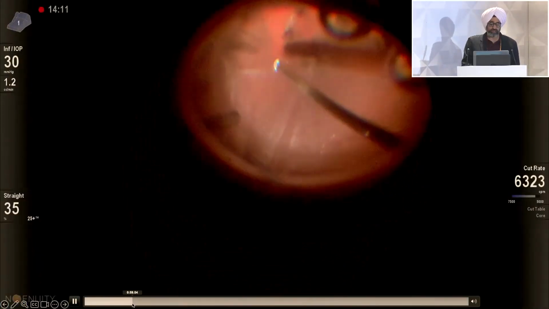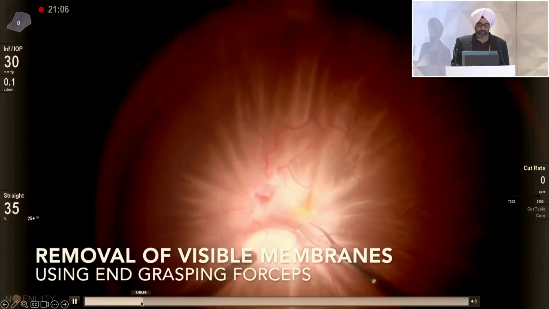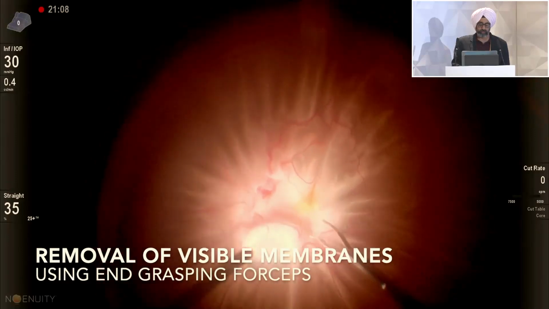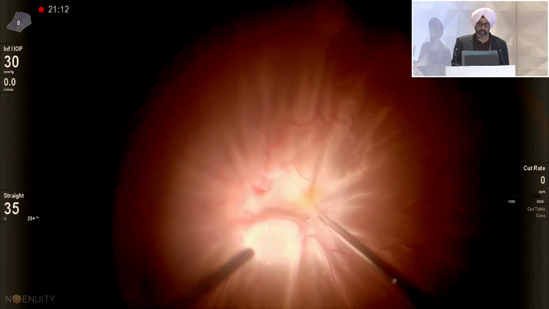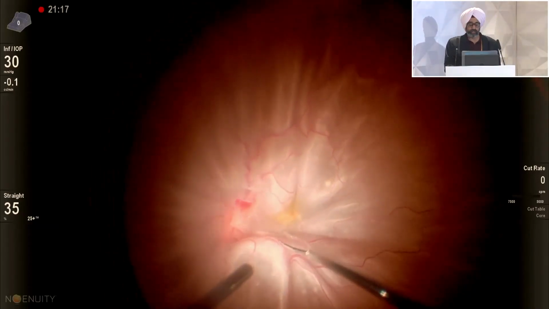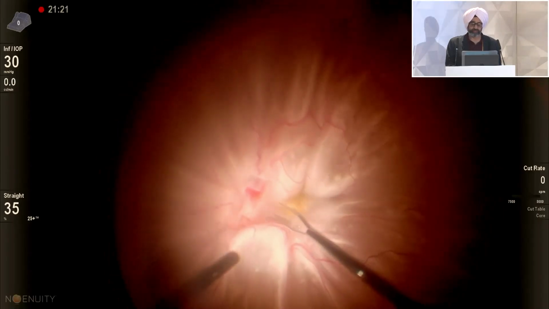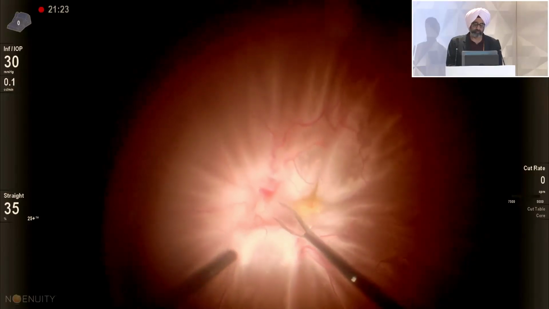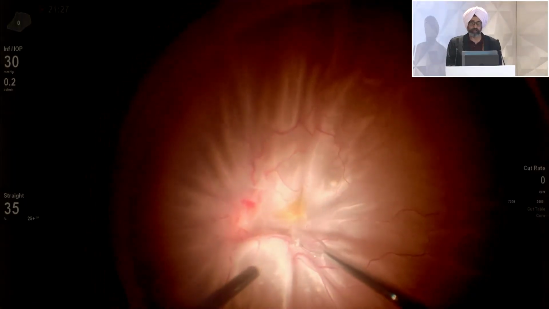So this was a case of PVR. This is what I normally do under high magnification. First of all, I try to remove all the visible membranes. You can see that I'll have either an end-gripping forceps or a Max Grip. I will not use an ILM forceps for this maneuver. So I will try it gently. I will not try to whip it off and cause a macular hole there.